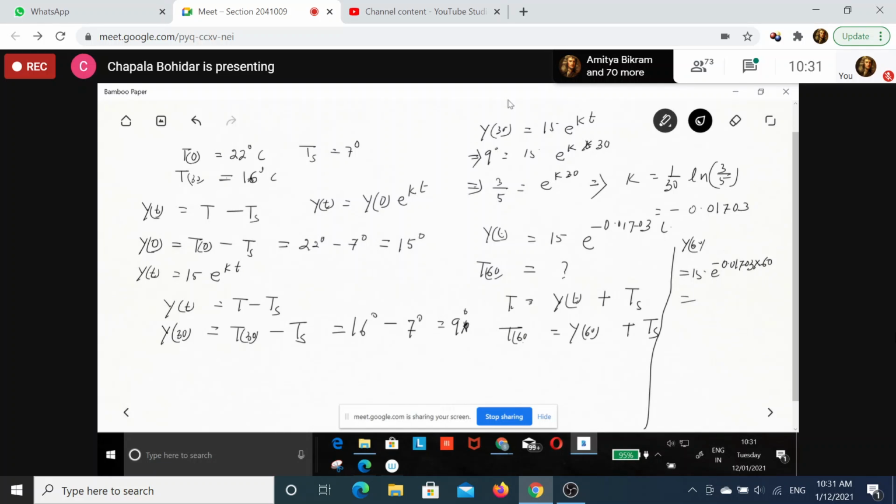Y of 60 is this value. So I can write down here it is 15 into e to the power minus 0.01703 into 60 plus Ts, which is given as 70. Is all of it clear here? Simplify and find out your result. It is 12.408 degrees Celsius.